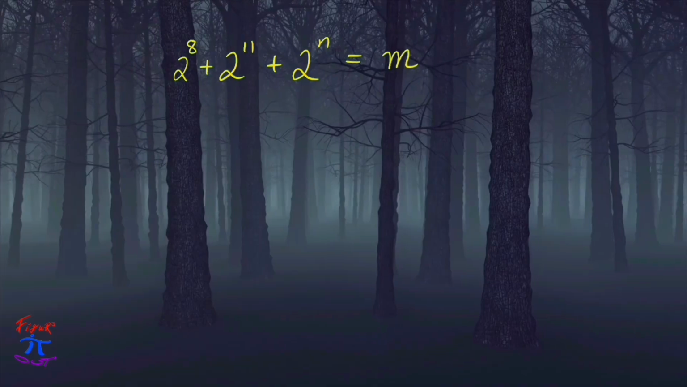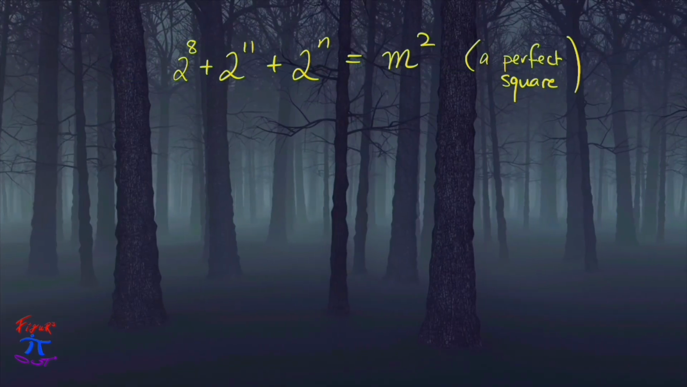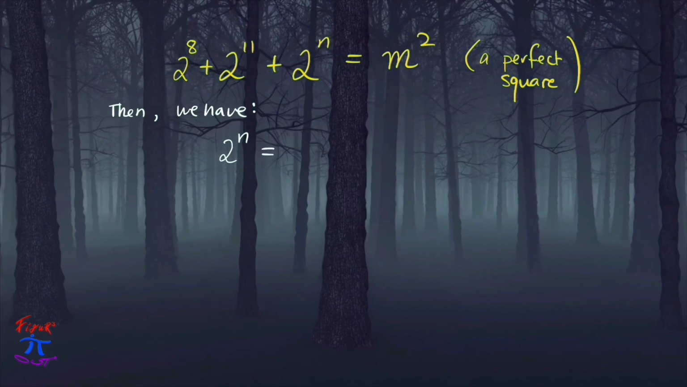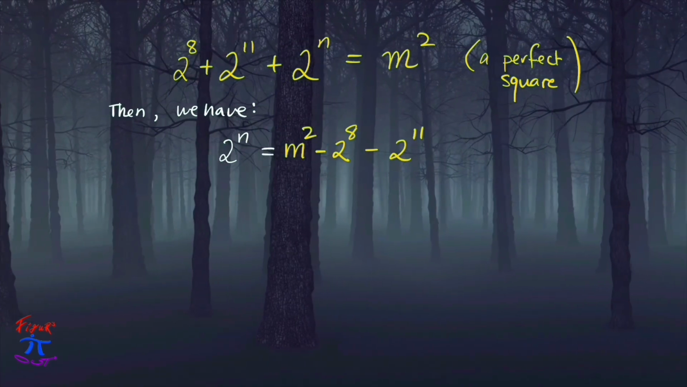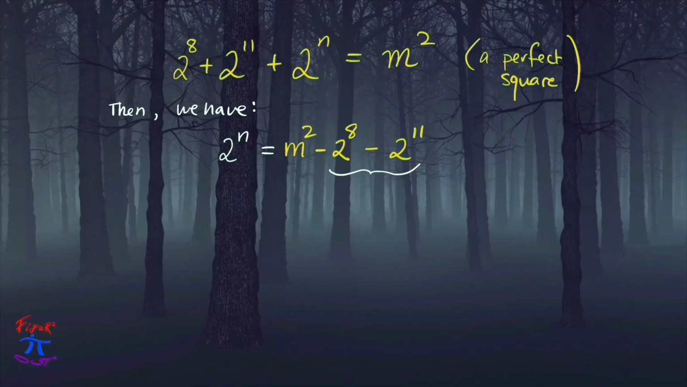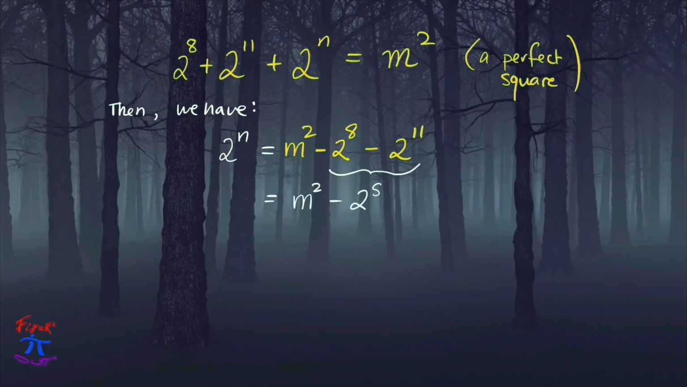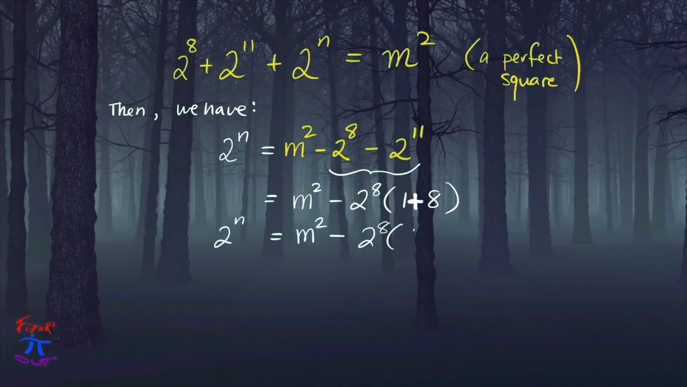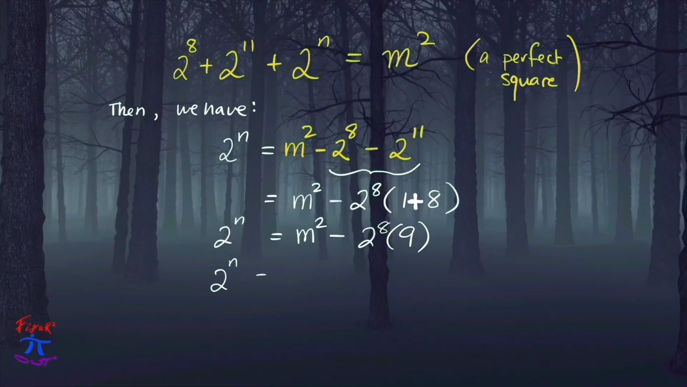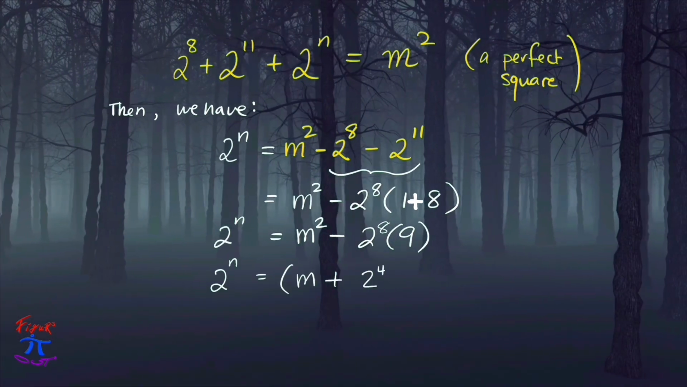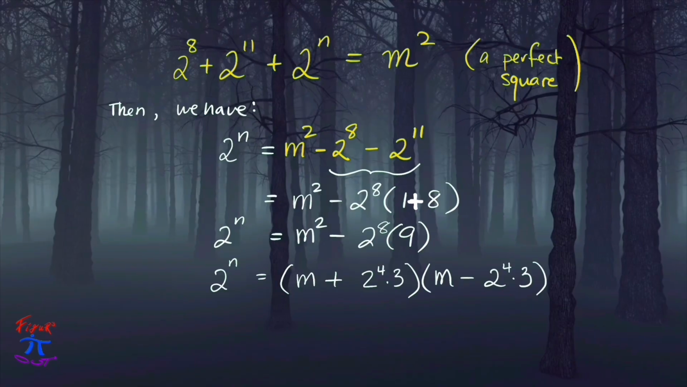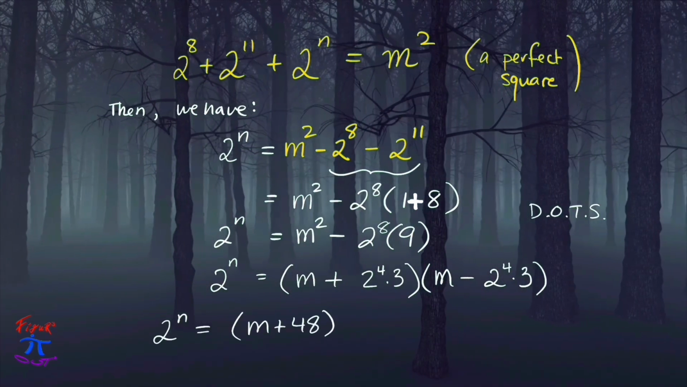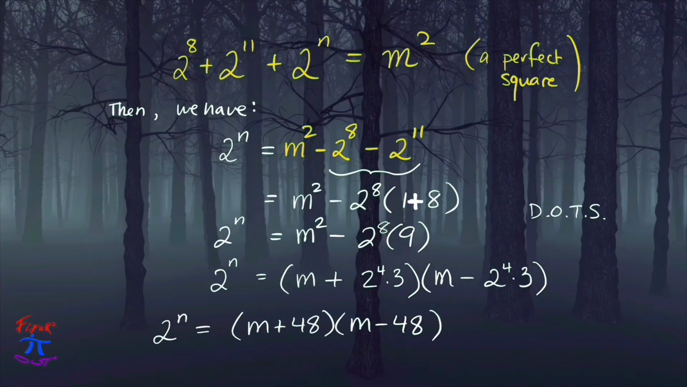2 to the 8th plus 2 to the 11th plus 2 to the n is equal to m squared, our perfect square. Rearranging this formula, we get 2 to the n is equal to m squared minus 2 to the 8th minus 2 to the 11th. And we can rearrange some of the terms, and this now reads 2 to the nth is equal to m squared minus 2 to the 8th times 9. And this is the difference of two perfect squares, so we can factor it as so. And therefore 2 to the nth is equal to m plus 48 times m minus 48.